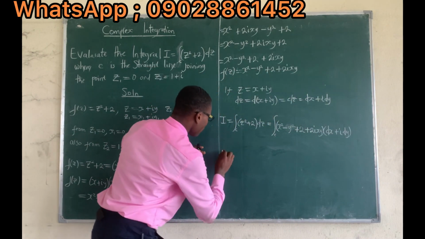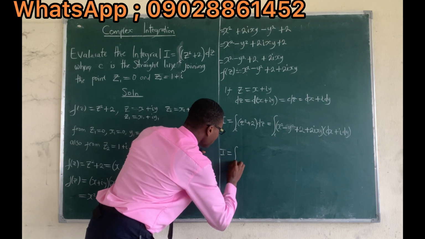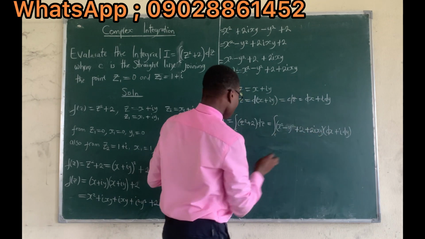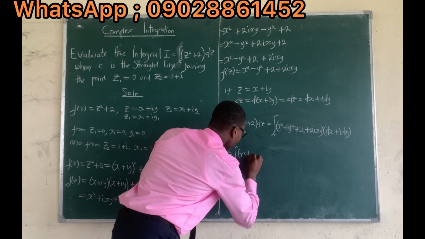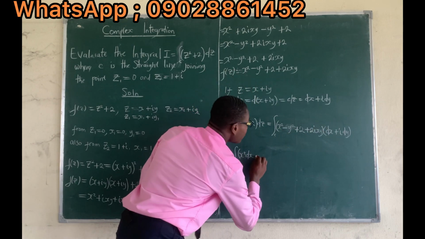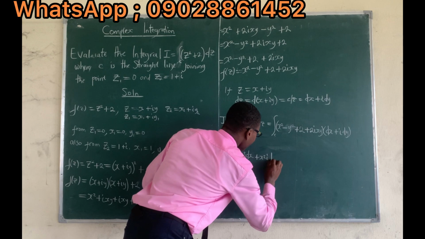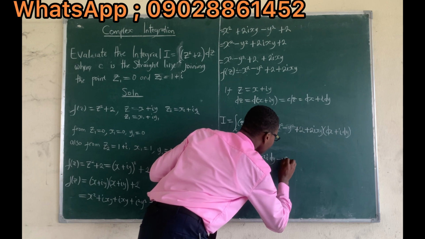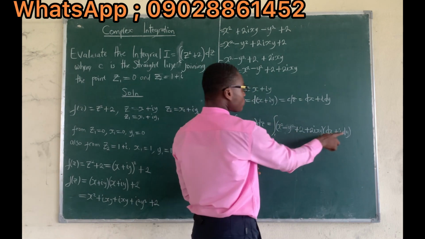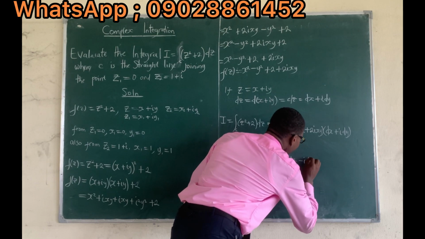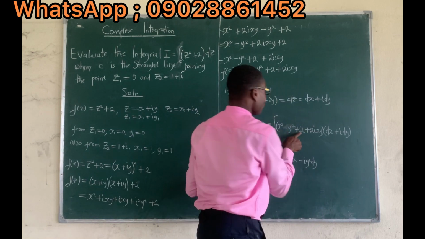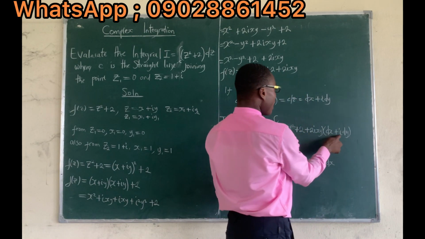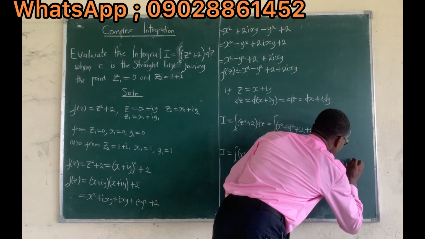So let's multiply out. We are going to have that I is equal to the integral over C. Multiplying out, x squared times dx gives x squared dx. x squared times i dy gives plus i x squared dy. Minus y squared times dx gives minus y squared dx. Minus y squared times i dy gives minus i y squared dy. 2 times dx gives plus 2 dx. 2 times i dy gives plus 2i dy.